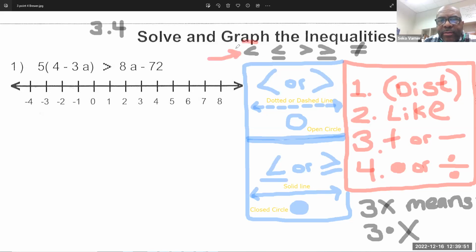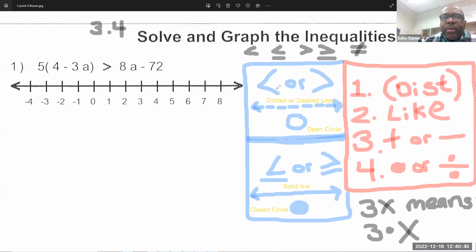So here we have less than. This is less than or equal to. Now, whenever you have the line under the inequality, it means or equal to. All right. So this is less than or equal to. This is greater than or equal to, and not equal to. So these are the five inequalities. Whenever we have those things, those are called inequalities. So we're going to solve and graph these inequalities.